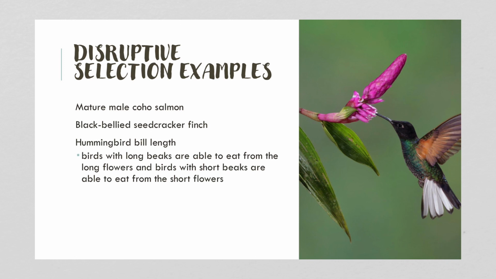Black-bellied seedcracker finches, some of them are able to eat the small seeds, and so they'll eat those ones, and then some that have the really big, thick beaks will be able to crush the seeds. Hummingbird bill length, so that would be if for some reason now you have really short flowers and really long flowers. The short-billed ones can get the food, and the long-billed ones can get the food, but the ones with medium beaks can't get the food either way.